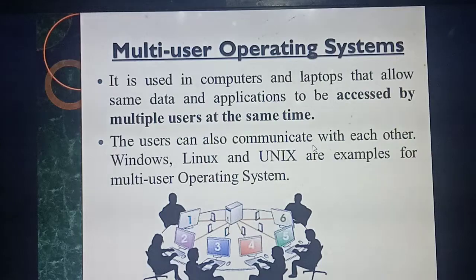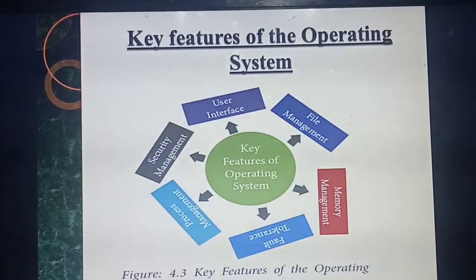These 2 types of operating systems are a very, very important question. Now what are the 2 types? Single user and multi-user. Okay. So next is the key features of operating system. What are the main important features? User interface, file management, memory management, fault tolerance, process management and security management. Next you are going to study each and everything in detail.